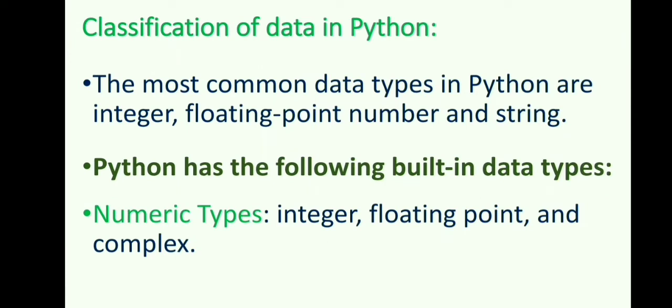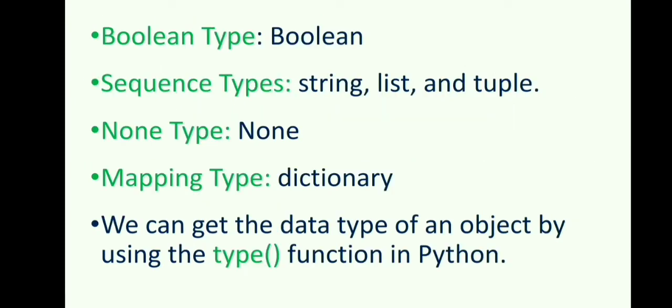Classification of data in Python. The most common data types in Python are integer, floating point number and string. Python has the following built-in data types: numeric types: integer, floating point and complex. Boolean type: boolean. Sequence type: string, list and tuple. None type: none. Mapping type: dictionary.